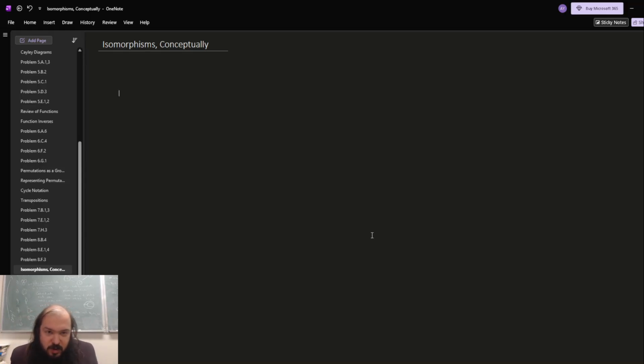So the thing to understand about isomorphism as a concept is that it essentially refers to the idea of relabeling something in a way that doesn't change anything about the math. So I'll give you a couple simple examples.